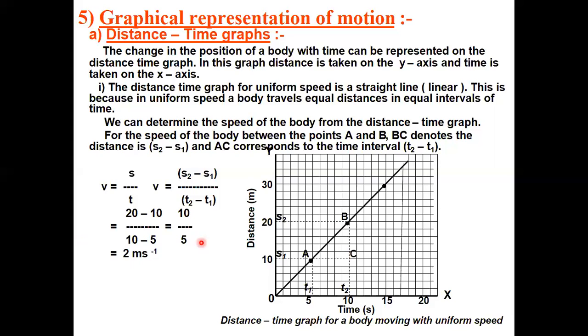Understood, children? Here in the graph, the y-axis represents the distance and x-axis represents the time. Now we will calculate the speed. That is v equals s by t, and v equals s2 minus s1 by t2 minus t1. That is 20 minus 10 by 10 minus 5 equals 10 by 5 equals 2 meter per second.